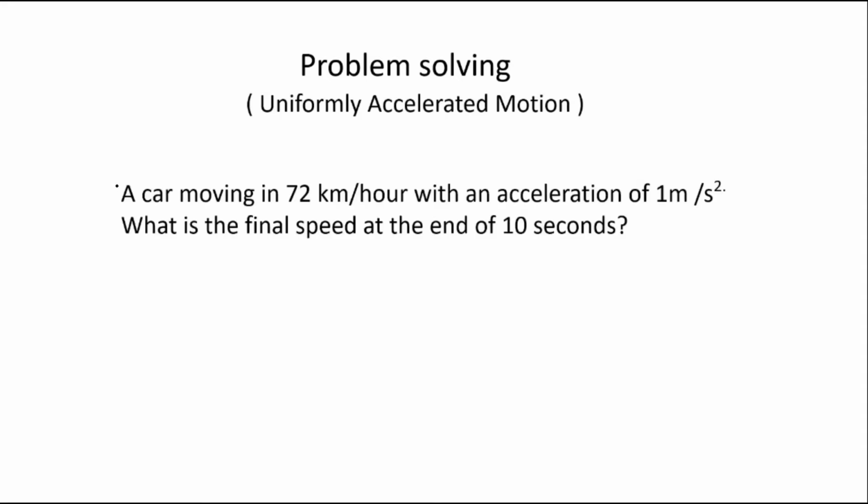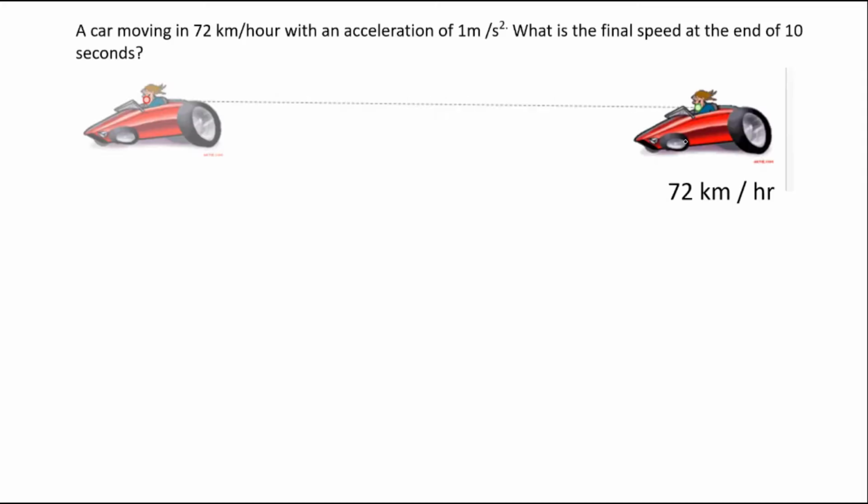Let us take a simple problem. Whenever you read a problem, try to visualize it. Visualize means the actual car should come in front of your eyes. A car is moving at 72 km per hour, which is already moving at 72 km per hour. Look at this, read very slowly. With an acceleration of 1 meter per second square, what is its final speed at the end of 10 seconds? Now visualize this: a car which is already moving at 72 km per hour speed.